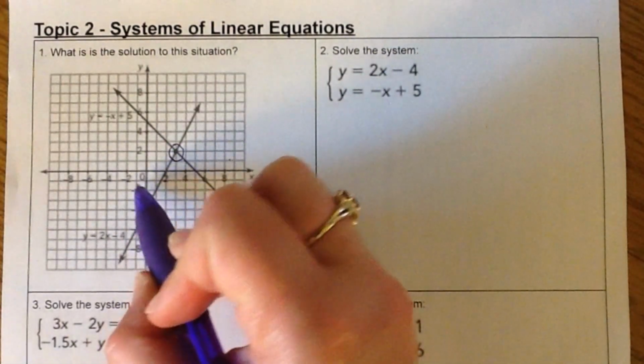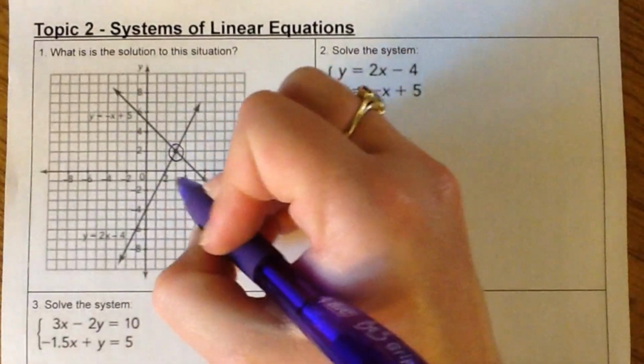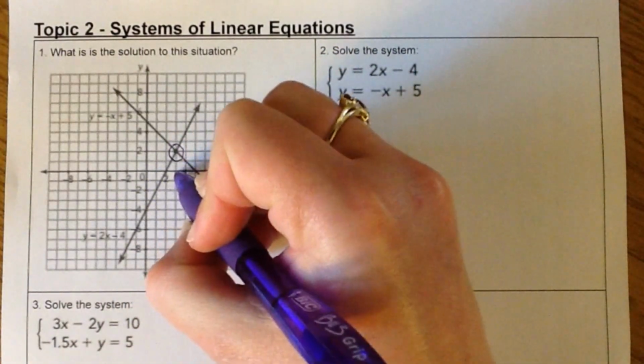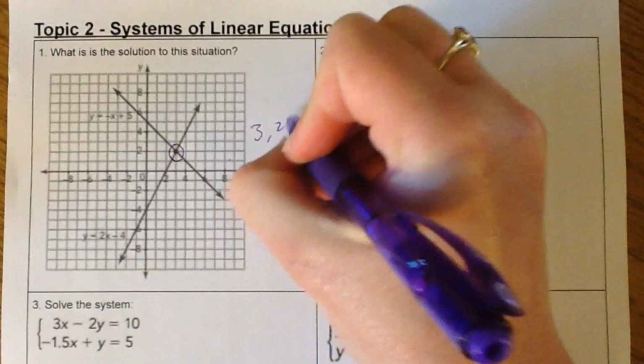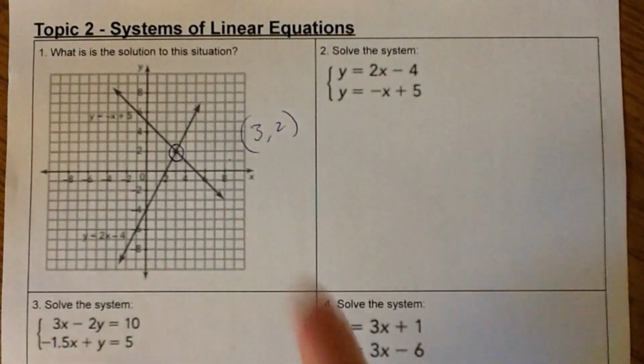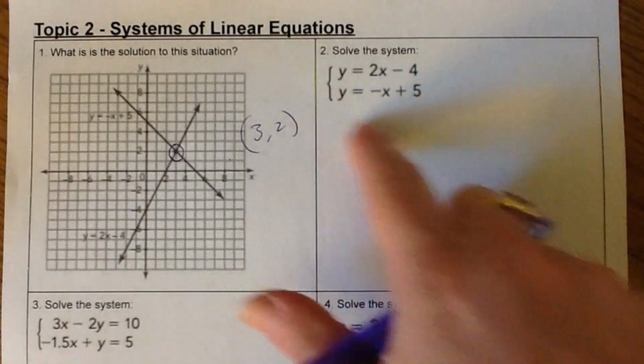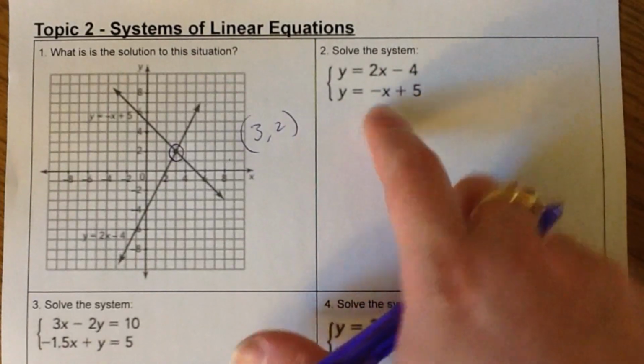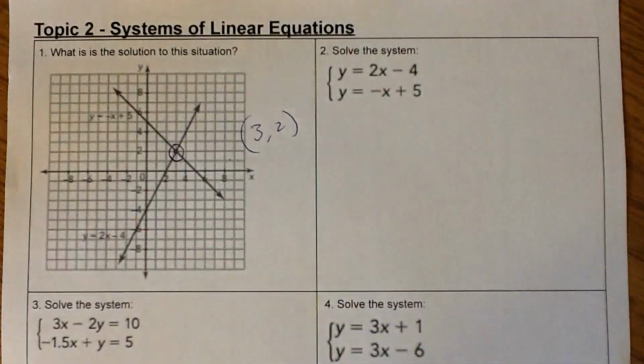So for here, and this is when we solve by graphing, we can just see, oh, it crosses at 3, 2. And that would be it. For number 2, we're going to solve it algebraically. I mean, you can always graph them to double check that that's where it crosses. So Desmos is great for that.